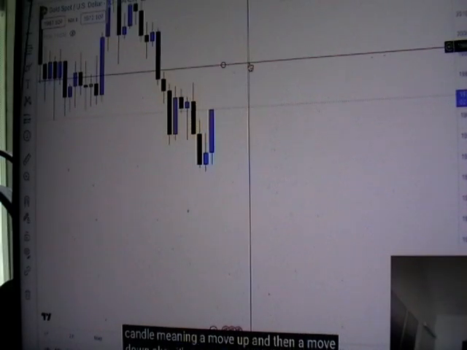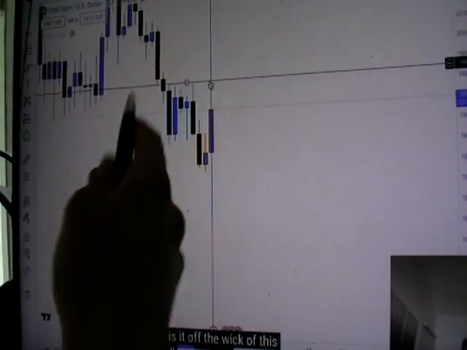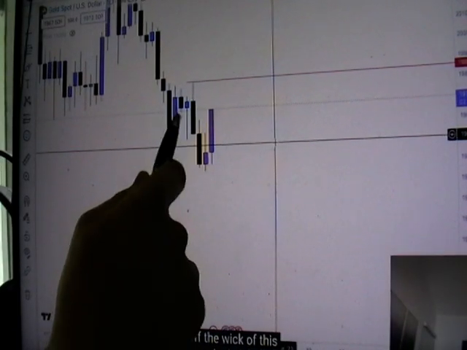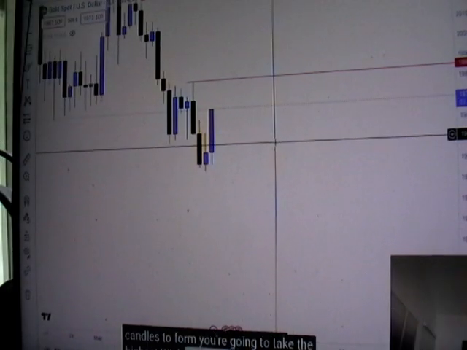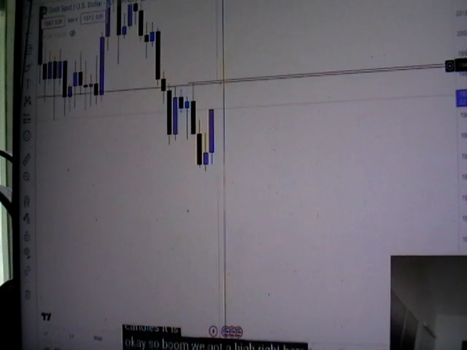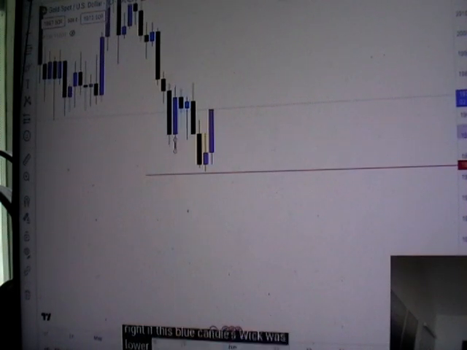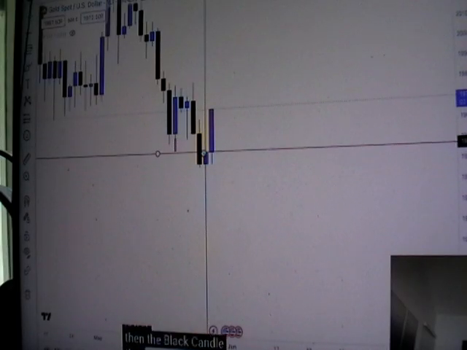Okay, it's 2 candles. And you're probably going to say, well, TJR, where's the high? Is it off the wick of this candle, or is it off the wick of this candle? No. Since a high takes 2 candles to form, you're going to take the highest wick of whichever of those 2 candles it is. So, boom. We got a high right here. And same thing down here. If this blue candle's wick was lower than the black candle, that would be the low.